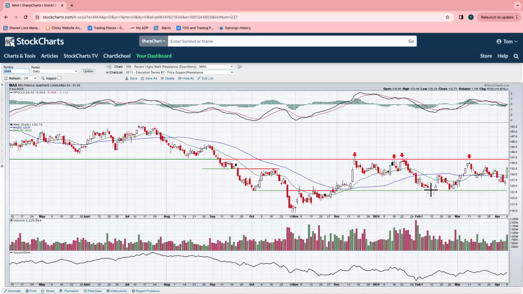Now it's support on the way back down. We had a hammer right here at support. We go back up. Where do we fail? We fail right where that prior support was. It's now resistance. We go back down.